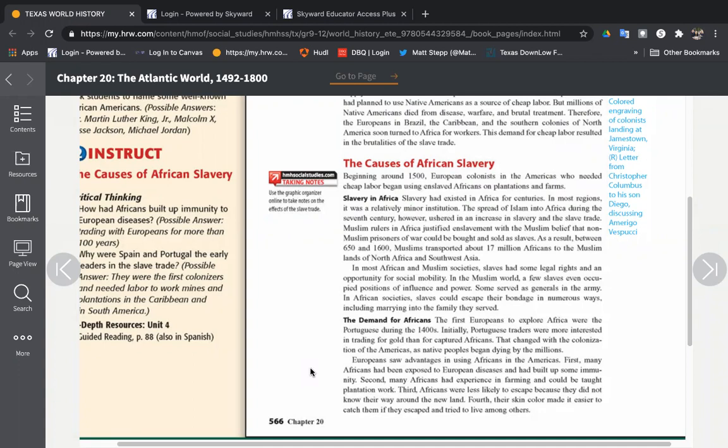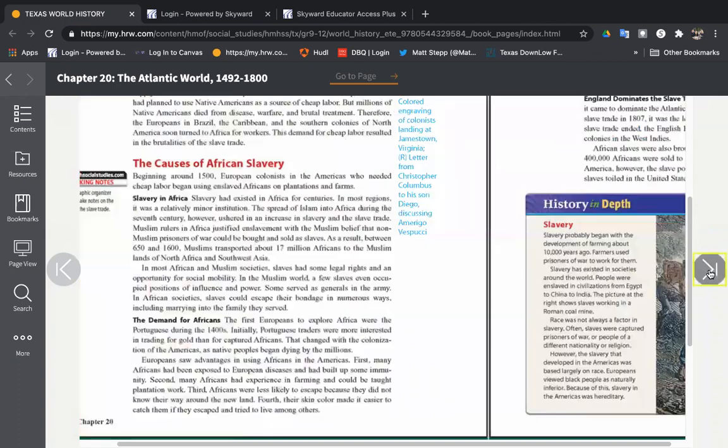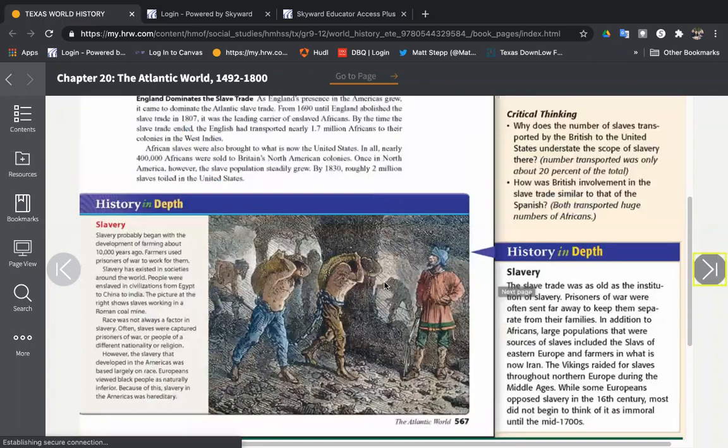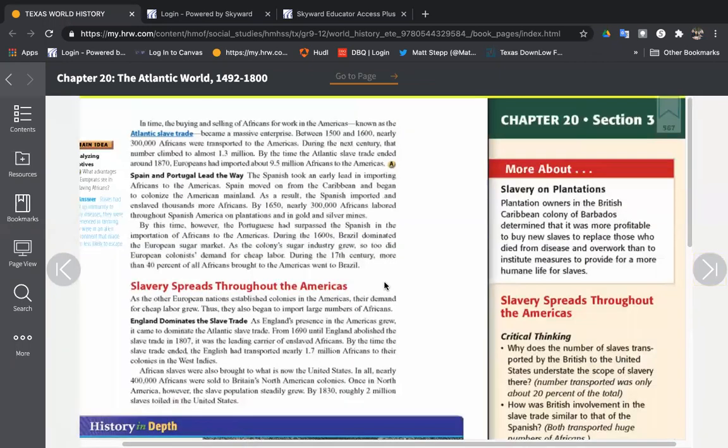Fourth, their skin color made it easier to catch them if they escaped and tried to live among other people, all right? So there was a definitive difference between the skin color of people from Africa and people who were native to the Americas. So therefore, it was a designated idea.